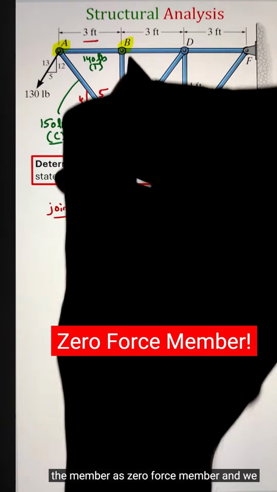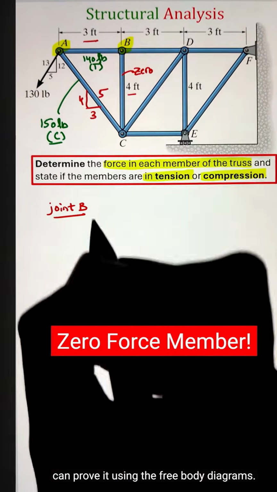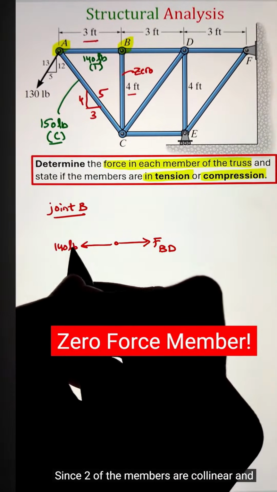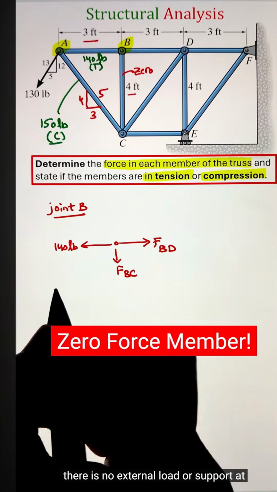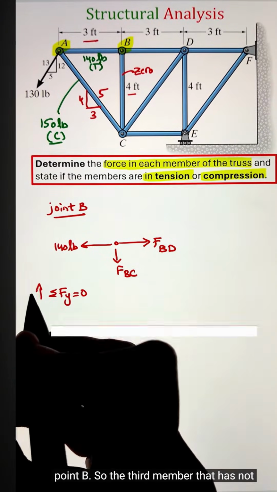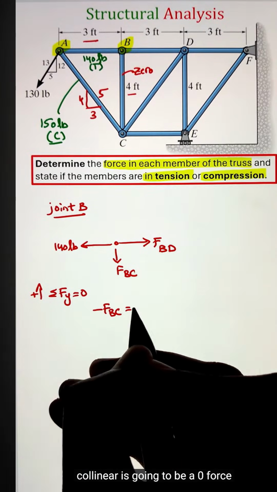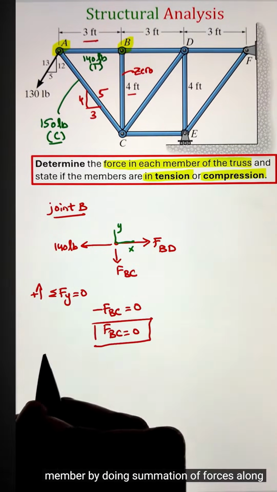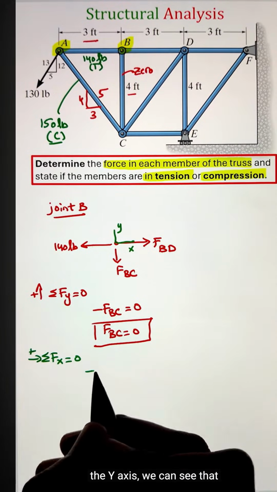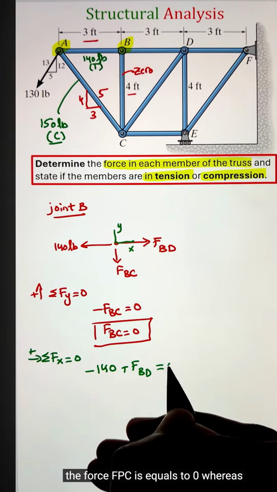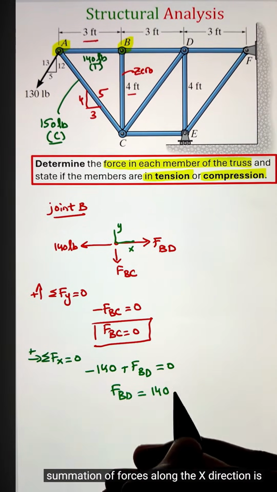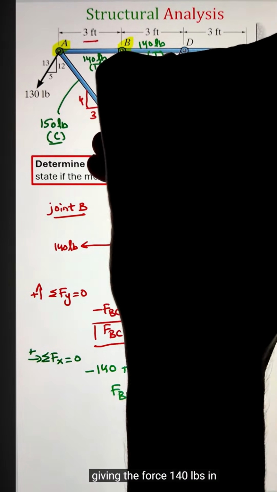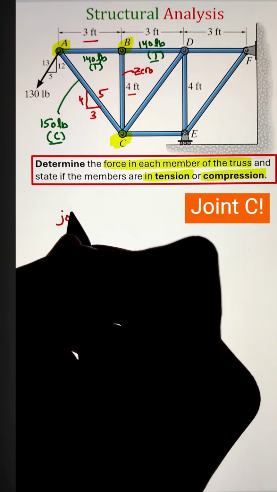Here we have one of the members as a zero force member, and we can prove it using the free body diagram. Since two of the members are collinear and there is no external load or support at point B, the third member that is not collinear is going to be a zero force member. By doing summation of forces along the y-axis, we can see that the force FBC is equal to 0, whereas summation of forces along the x direction gives the force in member BD as 140 pounds in tension.